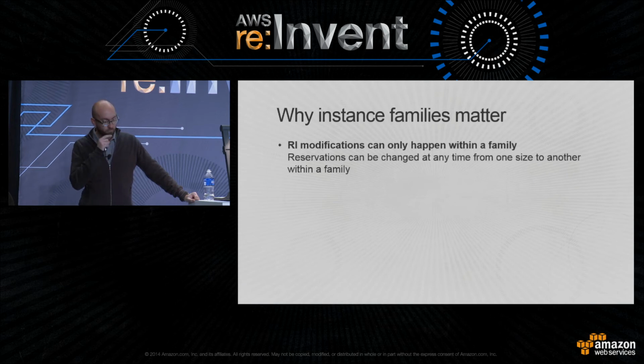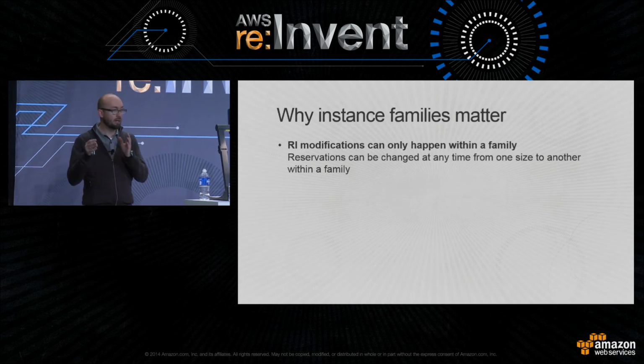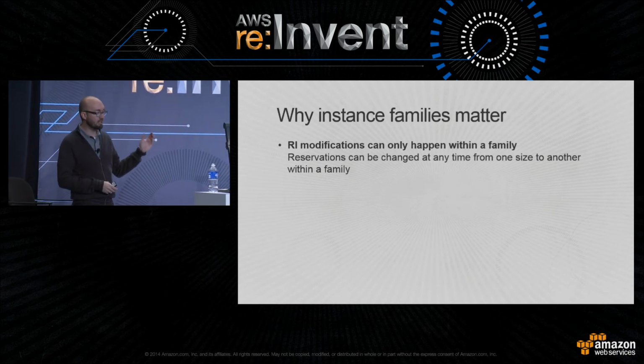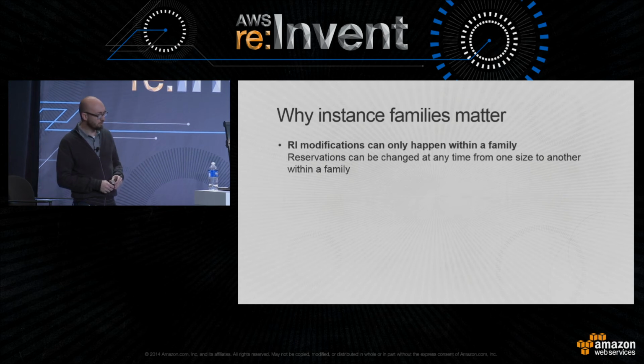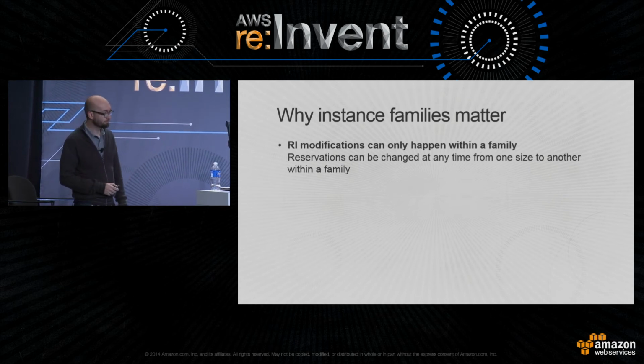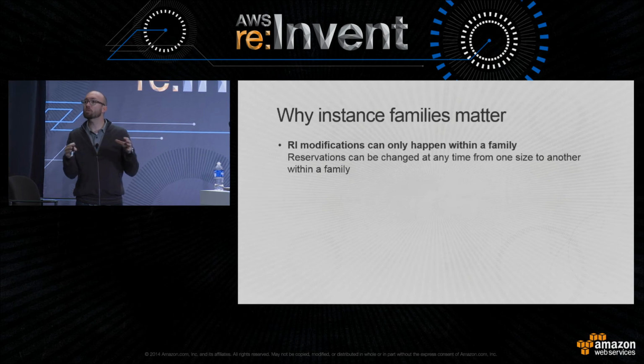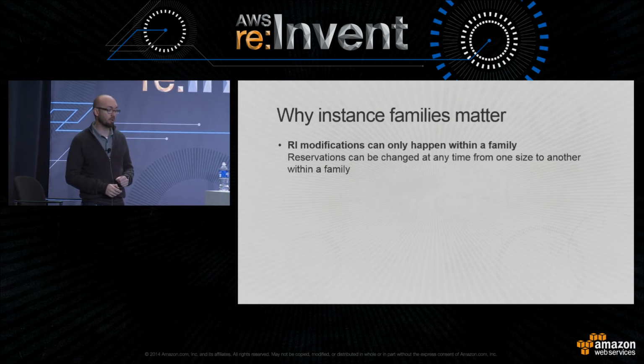First, RI modifications can only happen within a family. So you can only modify an RI within a single family like M1, M3, etc. So you can take an M1 small, convert that to an M1 large, but you can't go from an M1 small to an M3 large. So the fewer instance families you have, the larger the pool is, essentially, that you have to work with.